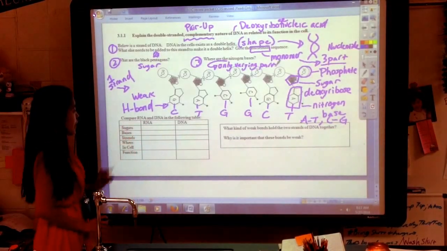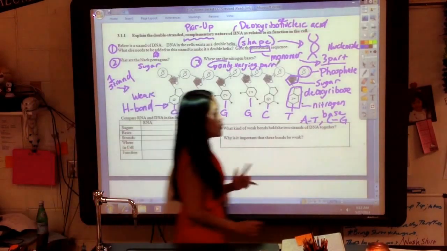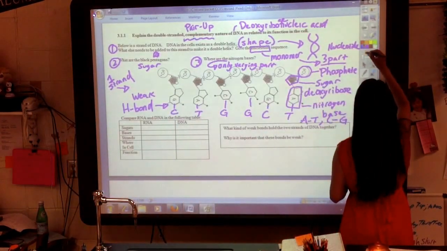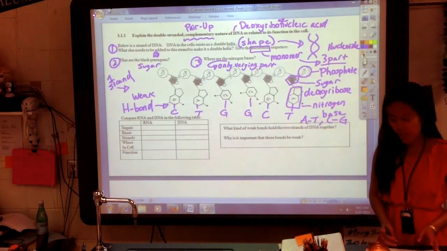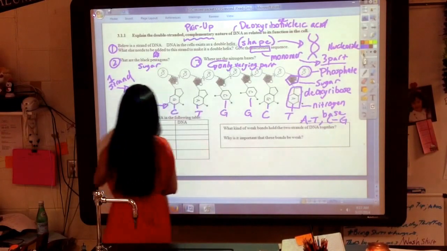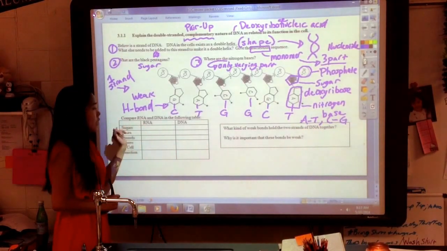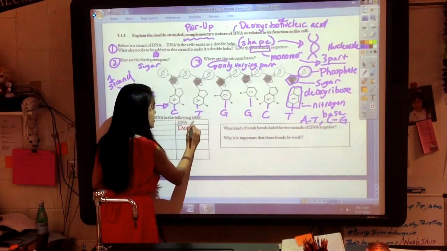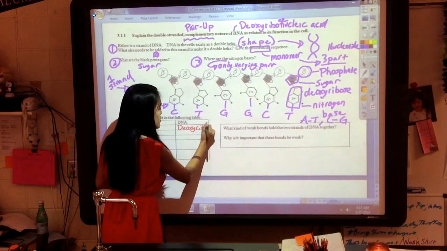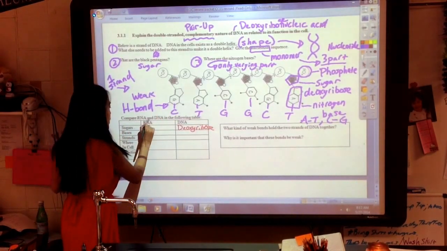Next, we do want to compare RNA and DNA in the following table. Remember that RNA is a little different because it is single-stranded. So compare RNA and DNA in the following table. First of all, in RNA, we do have a different sugar. We already said in DNA that it's deoxyribose. In RNA, it's just called ribose.